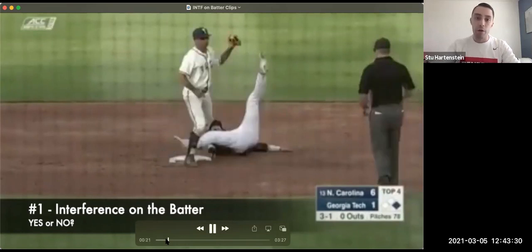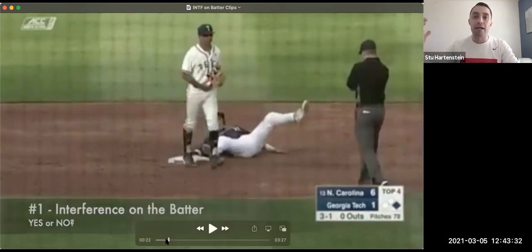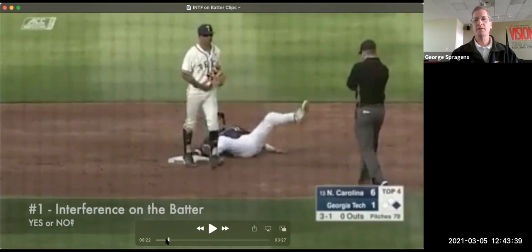Now, if he was safe, we would call time. And then who would be out in that situation if this runner was safe? Who would be out for this instance? Batter. In this instance, the batter. Yep, the batter would be out.